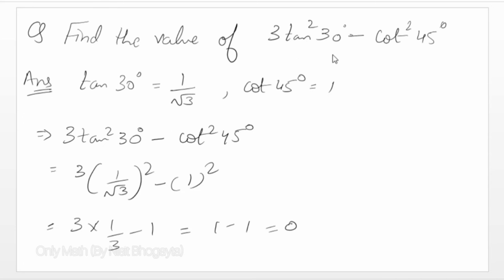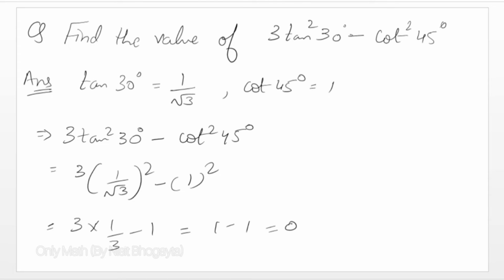Tan square of 30 means you have to square 1 over root 3, which is 1 over 3, and cot square of 1 is again 1. So you will have 3 times 1 over 3 minus 1, 3 cancels out, and you just have 1 minus 1, which will give you 0.